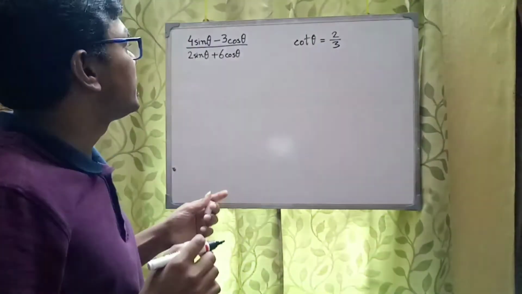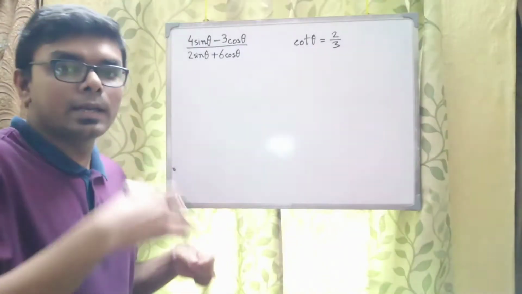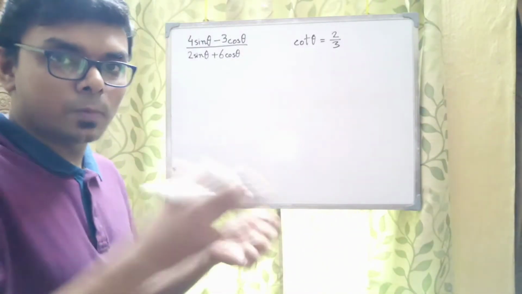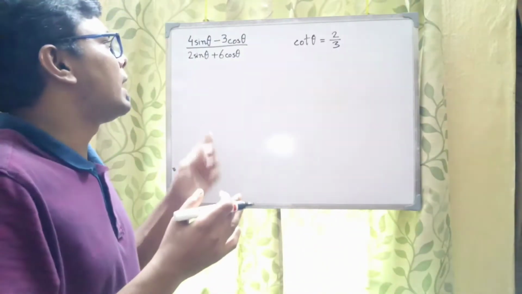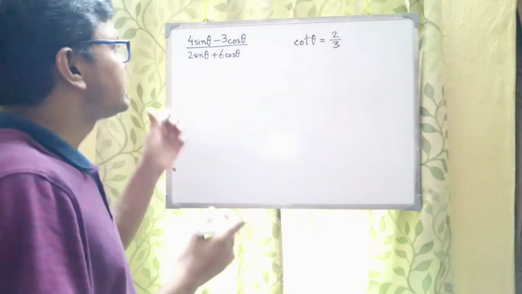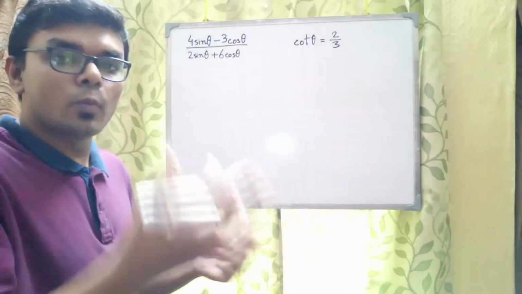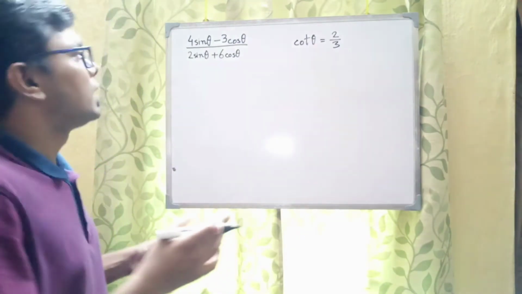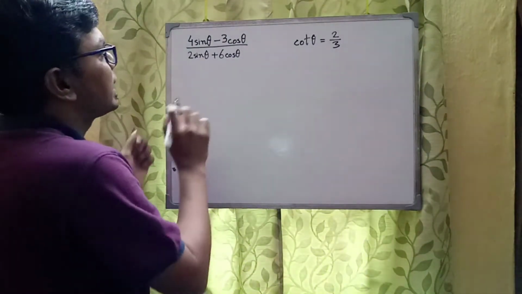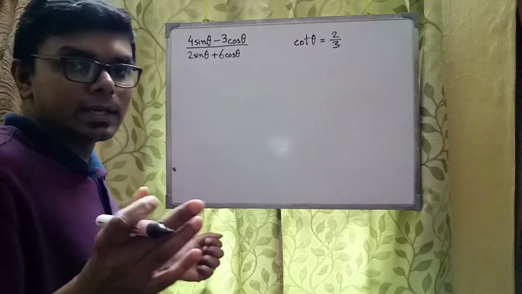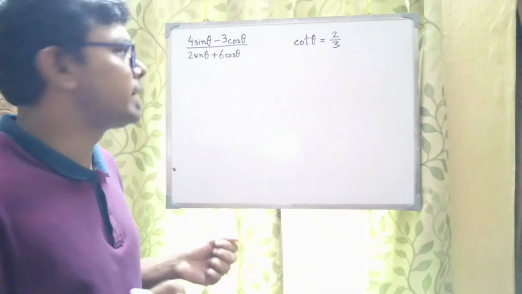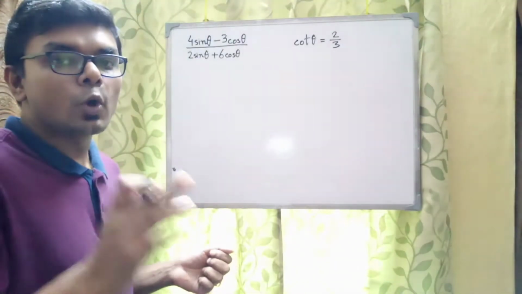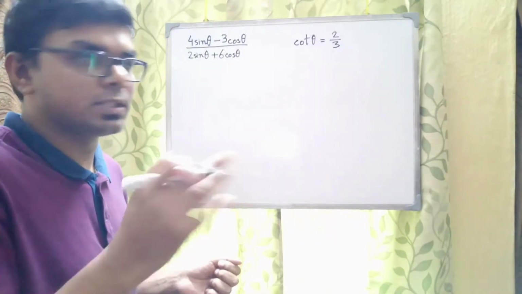Now how would we think about such sums? That's my main objective of making this kind of videos. How will you proceed? Now this sum can be done in maybe one or more ways, but we have to find out the simplest way. I would suggest you think like this. We have one identity, among the identities which I showed you in the beginning, called cos theta by sin theta equals cot theta.